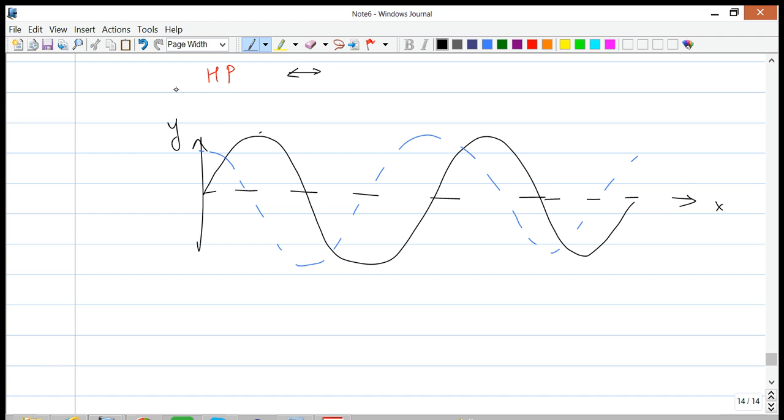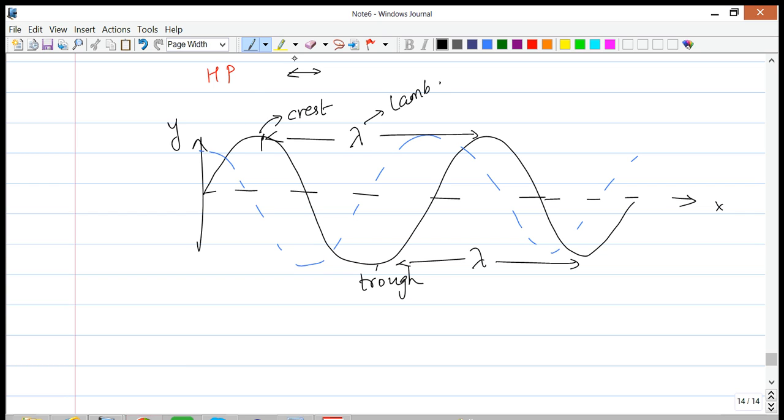For a wave of this sort, if it's a transverse wave, we have a crest and a trough. Okay, and then we also have an important characteristic of the wave, which is called the wavelength, which is the distance between any two crests or any two troughs. Okay, the wavelength is represented by the Greek letter lambda.